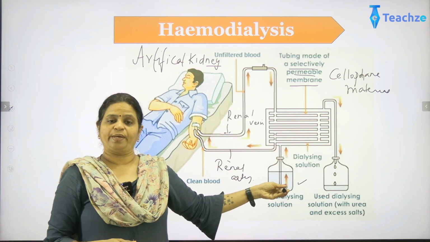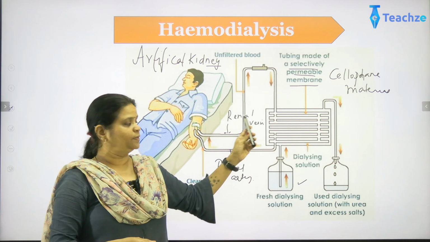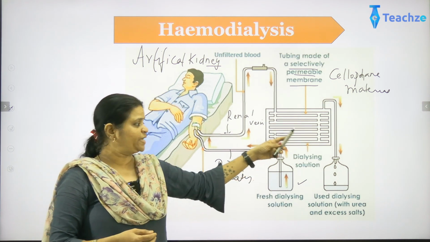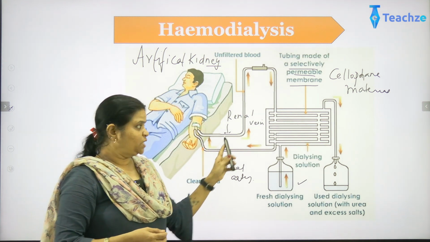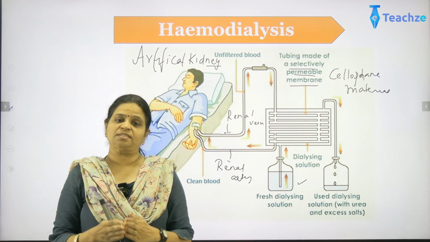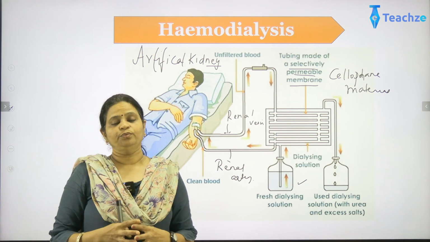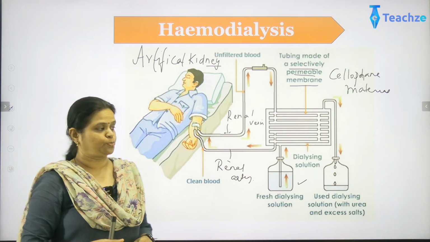Once the nitrogenous wastes are removed, the purified blood is transported back to the patient. Now, this process occurs sequentially. Now, whenever this process is occurring, we have to understand that the blood cannot clot during this process.